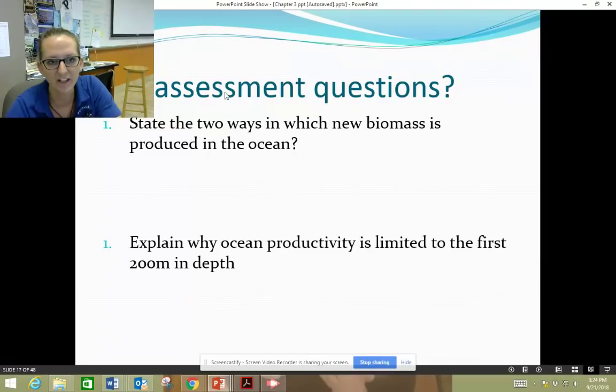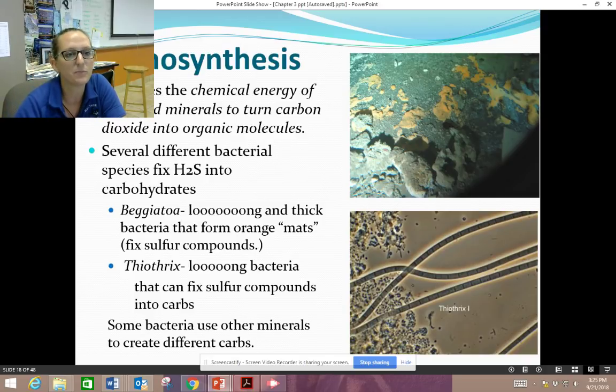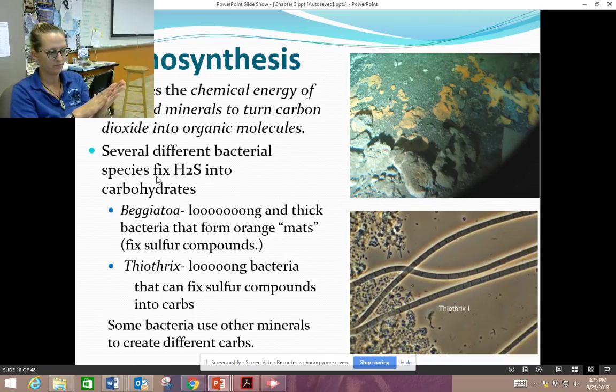Okay. Two ways in which new biomass is produced in the ocean: chemosynthesis and photosynthesis. Explain why productivity is limited to the first 200 meters in depth. Sunlight. Chemosynthesis. Ugh, I have 30 more slides. That's okay. So this captures the chemical energy of dissolved minerals and turns them into carbon dioxide and organic molecules like carbohydrates. There are several different species that can fix hydrogen sulfide into carbohydrates. Again, that word fix means convert.